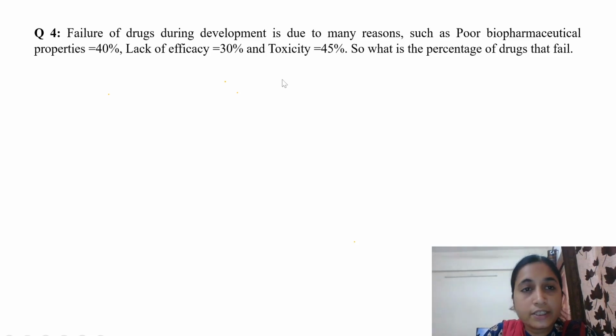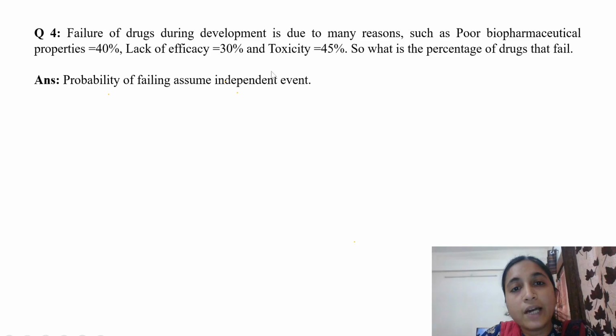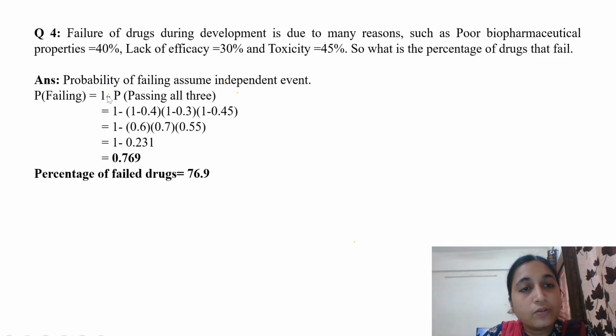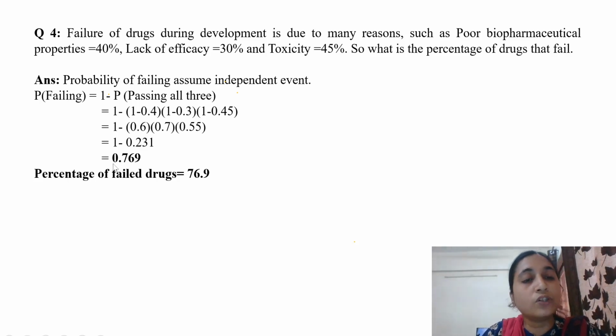So, how will we calculate this? The probability of failing, assume as independent events. So, P failing equals 1 minus P passing all the three. So 1 minus, due to poor biopharmaceutical property it has failed 40%, so how much has passed? 60%. Here it has passed 70%, and here it has passed 55%. So we will calculate like this. So it will come 0.769. So percentage of failed drug would be 76.9%.